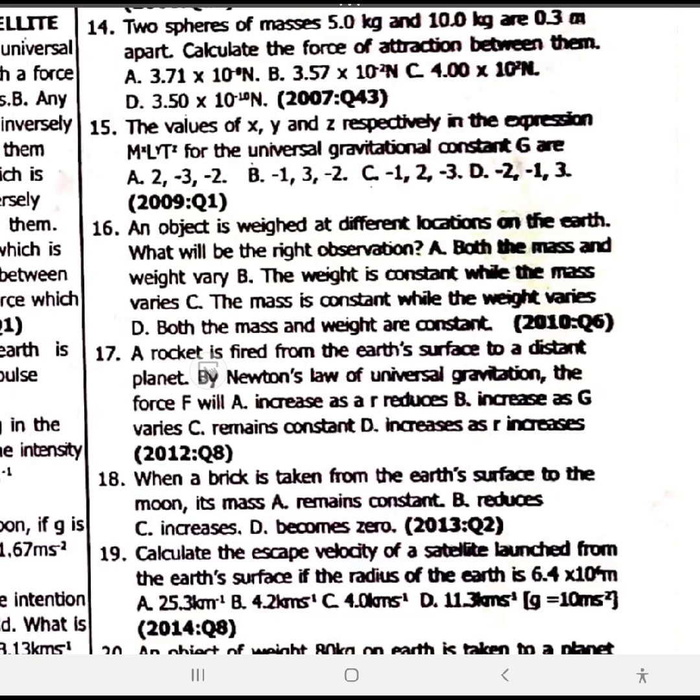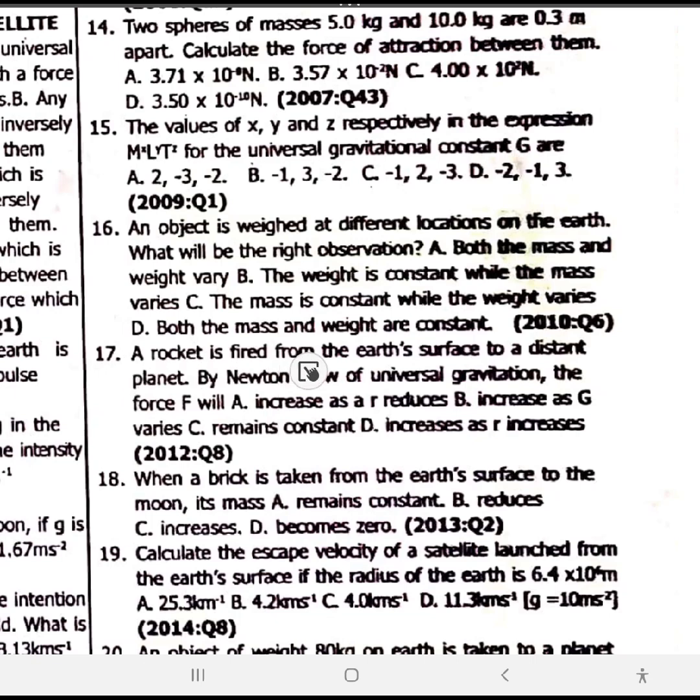On the other hand, weight is the Earth's gravitational pull on a body. Number 2, weight is a force. Number 3, weight is measured in newtons. Number 4, weight is measured by spring balance. And lastly, weight varies from one location on the earth to another.